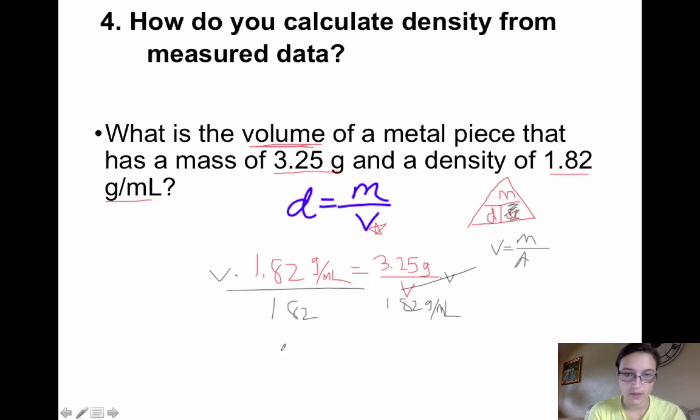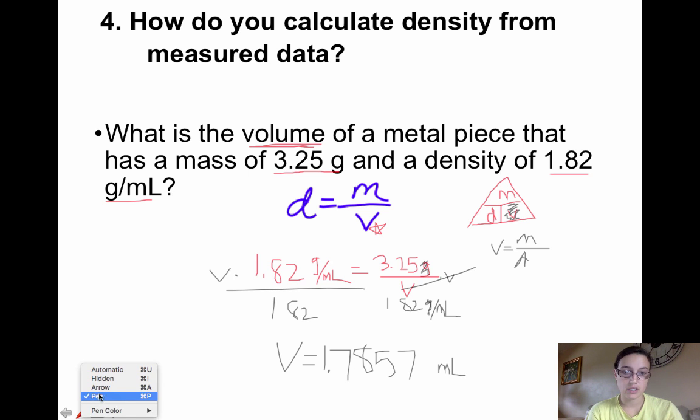Okay, so 3.25 divided by 1.82, I get volume equals, and I'm going to write it out to a few decimal places because I'm going to remind you how we would round. 1.7857. Now notice my grams cancel out. I'm left with milliliters, so your volume is in milliliters. Now, if I want to round this to 2 decimal places, I want to round to here. Make sure that you notice what is right after the 8. Because this is a 5, my 8 is going to round up to a 9.